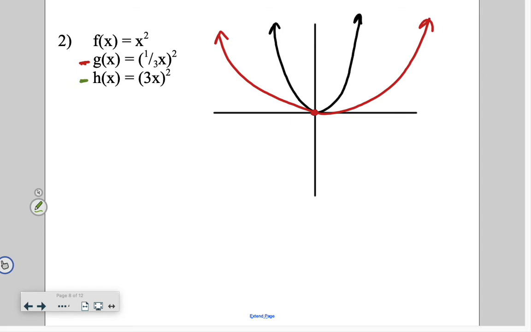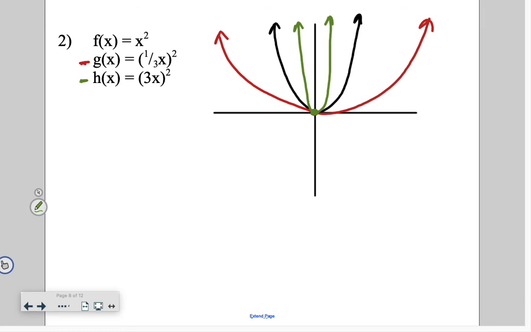Last one, what's the only difference for h of x? It's going to be narrower, okay? Because now, still a horizontal stretch in this case, but it's now going to be narrower instead because of it being bigger than 1. Again, the vertex does not move. Therefore, there would be an example of what that might look like. Okay, kind of a sketch, yeah.